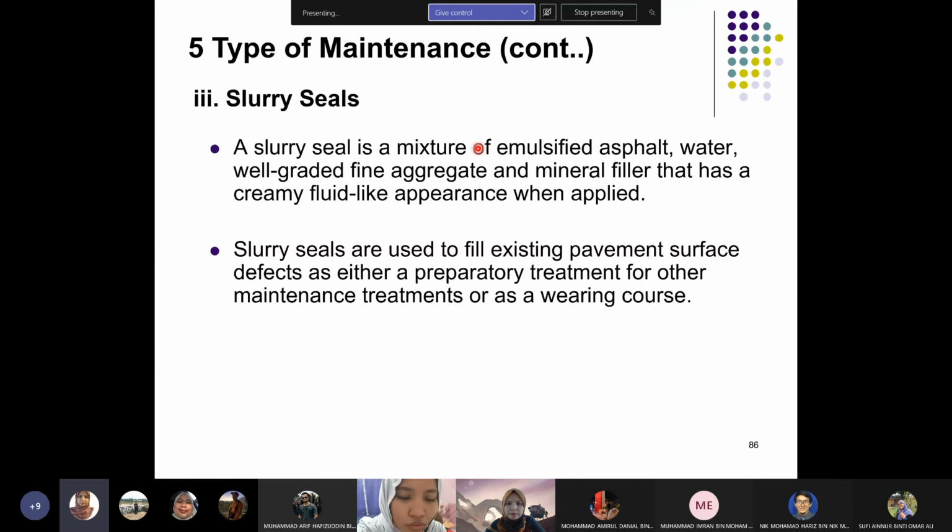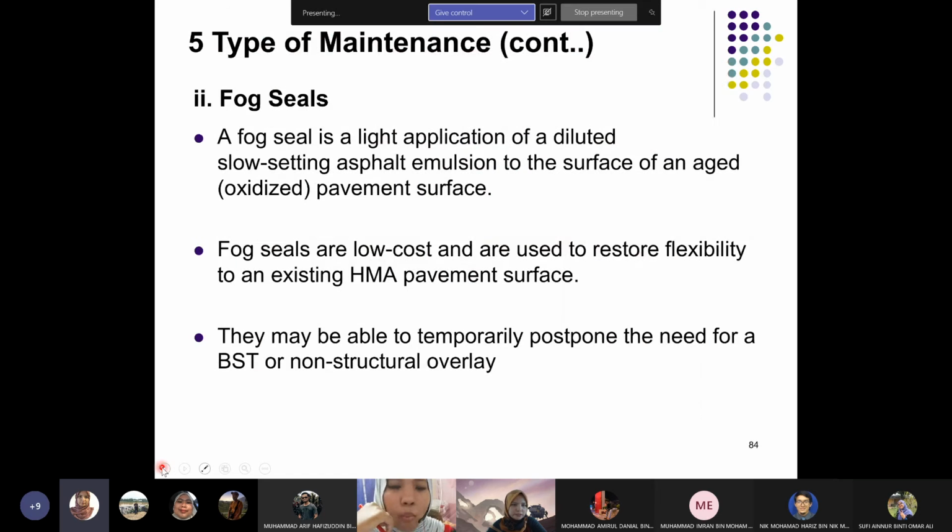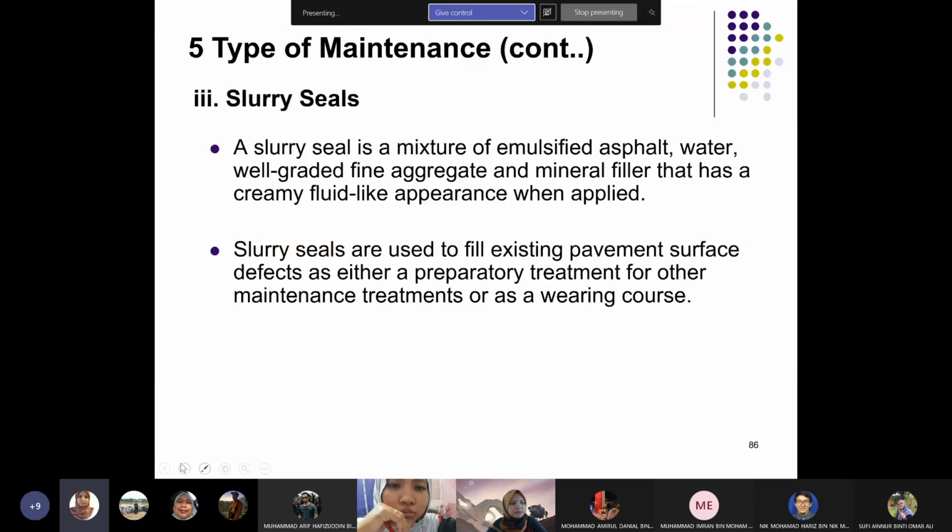It is used to fill the existing pavement surface as either a preparatory treatment for other maintenance treatments or as a wear. Okay, kalau tengok dia spray tu tebal jugalah, sebab dia kata dia boleh jadi sebagai wearing course, right? Agak tebal, right? Compare to kalau tadi you fill up the crack seal tu, itu hanya masuk kepada dia punya defect tu sajalah. Yang ni you spray on the whole, right? Kalau compare dengan kita punya Fox seal pun dia very thin layer, very light layer. Tapi yang ni it seems like it can replace the wearing course, agak tebal lah.